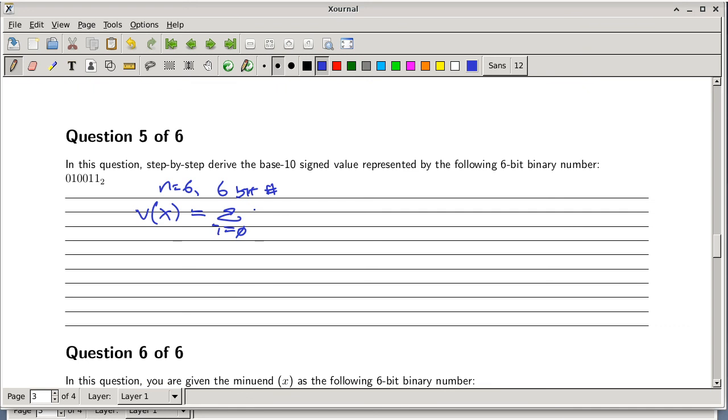This is bit 0. Remember, count from 0 in most cases. This is bit 0, 1, 2, 3, 4, 5. The most significant bit is bit 5. So what is the second most significant bit? Bit 4. So this i goes from 0 to 4 only. Okay, so we got x_i times 2 to the power of i, minus x_5 in this case times 2 to the power of 5.